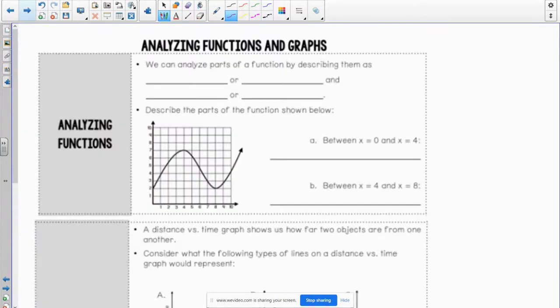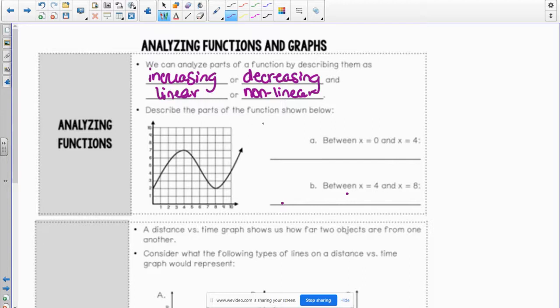So a couple things when you're analyzing functions and graphs. There will be a couple words we use. So it says we can analyze parts of the function by describing them as increasing when we look at graphs or decreasing. And we can call them linear, which means a line graph, or nonlinear. And there are multiple ideas of nonlinear. You will look at them in Algebra 1 and Algebra 2 as you go through high school.